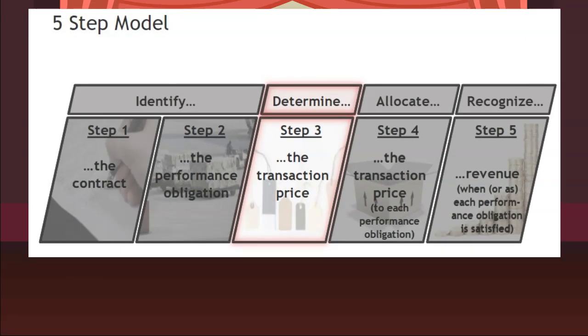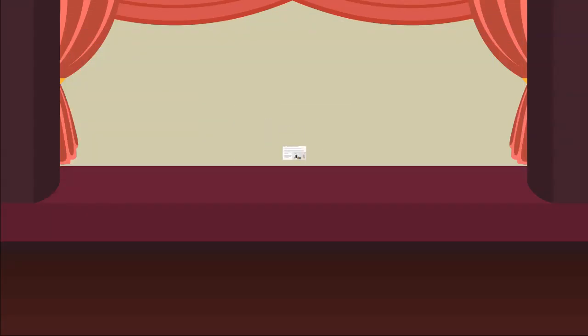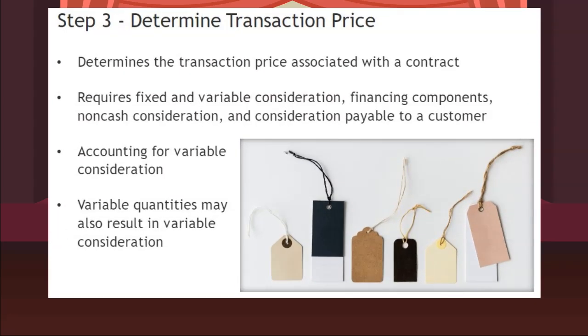As you have learned, there are 5 steps in the comprehensive framework which defines how much revenue is to be recognized and when. This course will focus on Step 3, Determine the Transaction Price. In Step 3 of the 606 framework, an entity determines the transaction price associated with a contract. This requires consideration of both fixed and variable consideration, financing components, non-cash consideration, and consideration payable to a customer.